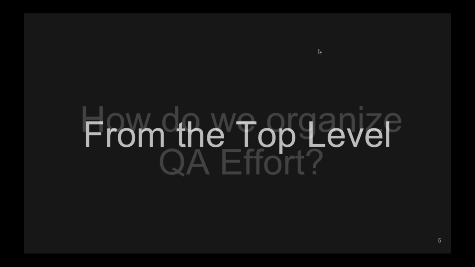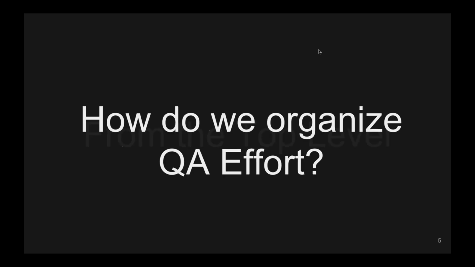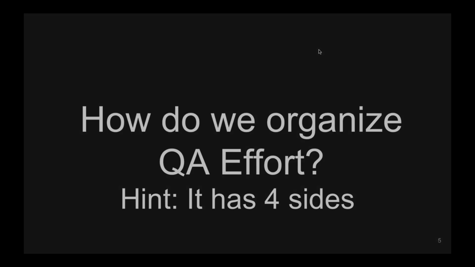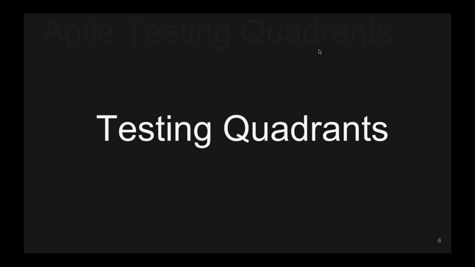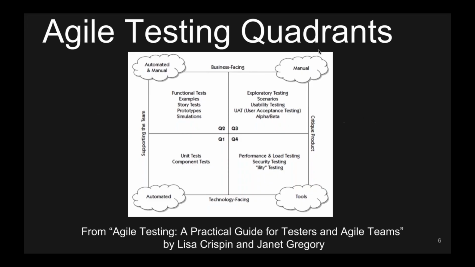So with that out of the way, with our focus for today's talk, I'd like to approach testing from the top level first and try to get you to remember, how do we usually organize our QA effort? If you happen to forget, usually the way I remember it, it's something with 4 sides to it. And obviously when you hear 4, it's also called testing quadrants, or agile testing quadrants.